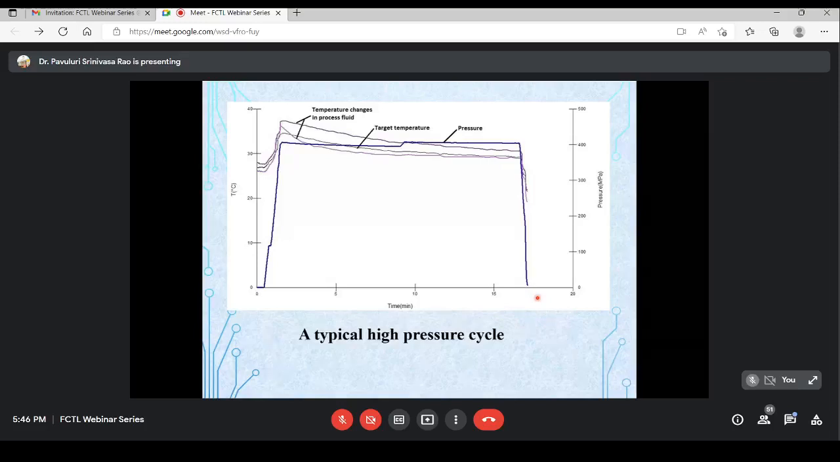It has also been reported that even without holding, if you simply increase the pressure and then drop the pressure, that is called one pulse. This pulse also has a good impact on the inactivation of microbes. To be frank, about 40 to 50% of the microbial inactivation can happen during your pressure ramp itself. That's due to baro shock.